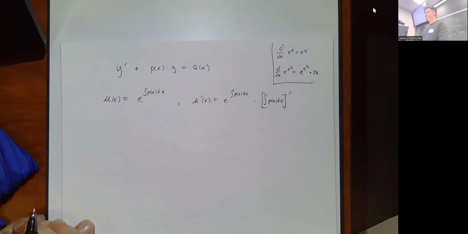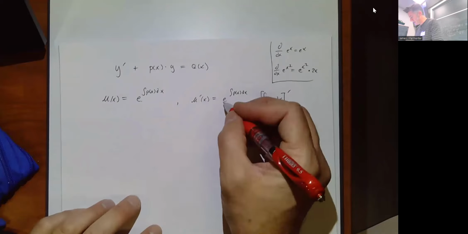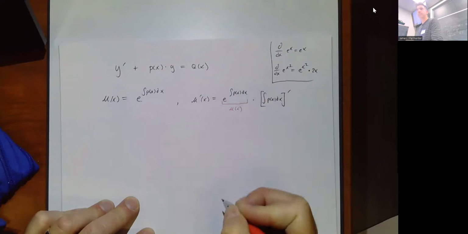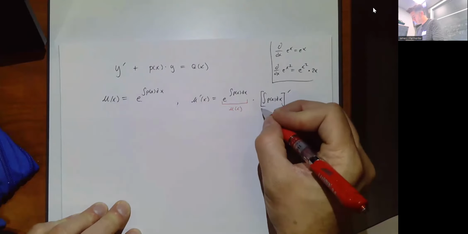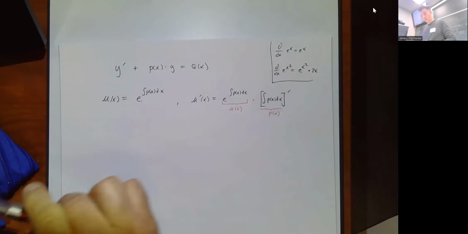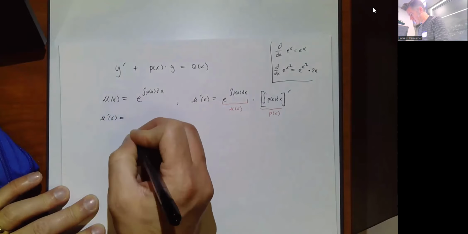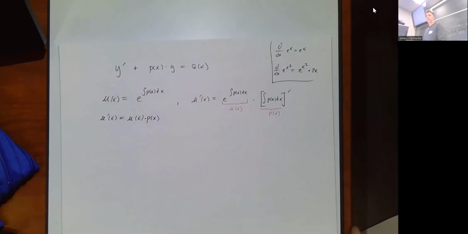Okay, but the derivative of the integral of p of x should just be p of x, right? So, but wait a minute here. E to the integral of p of x is also just what we're calling mu of x. Right? That's literally right there. So I want to point out that the derivative of mu of x is equal to mu of x times p of x. Ask questions if you have them.